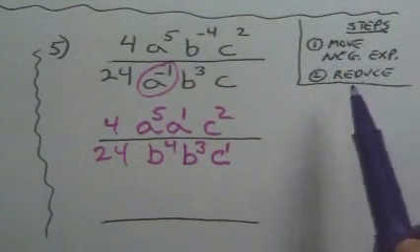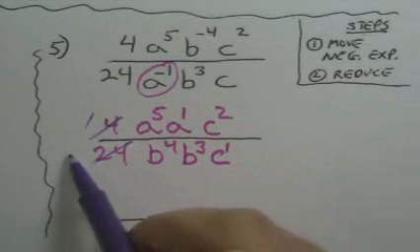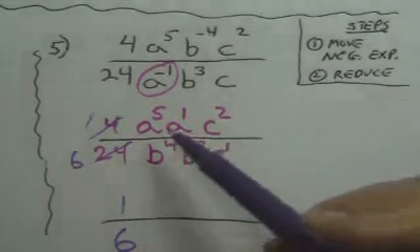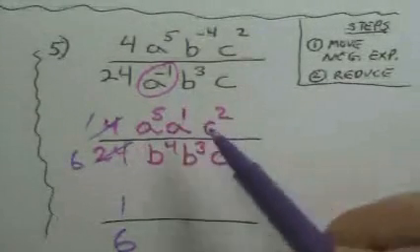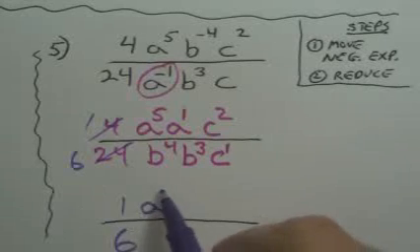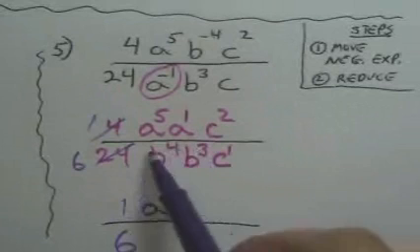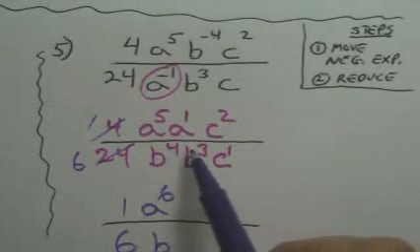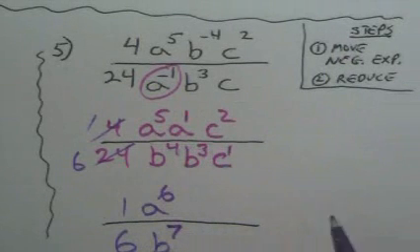Now the next thing is to reduce. So 4 goes in here once, and 4 goes in there 6 times. So we have 1 over 6. Now what about the a's? I have 5 a's on top and another a on top, so that's a total of a to the 6 up on top. How about the b's? They're all down the bottom. How many b's do I have? I have 4 and 3, which makes 7.